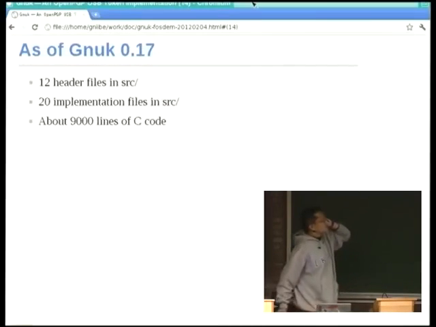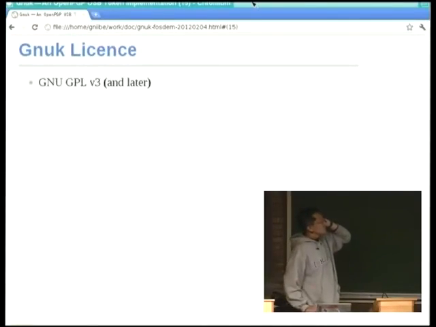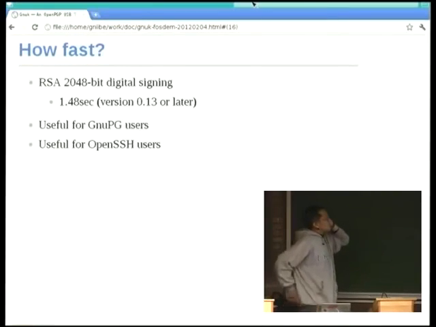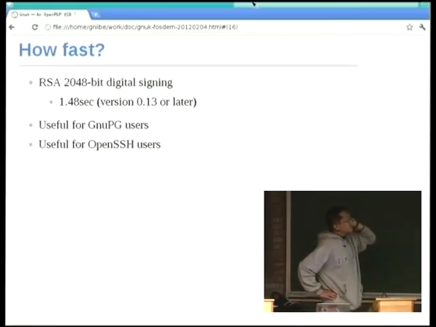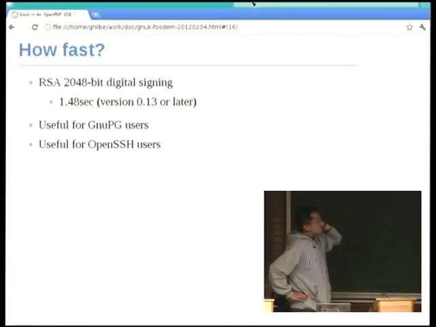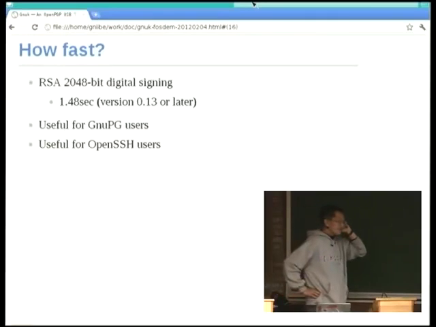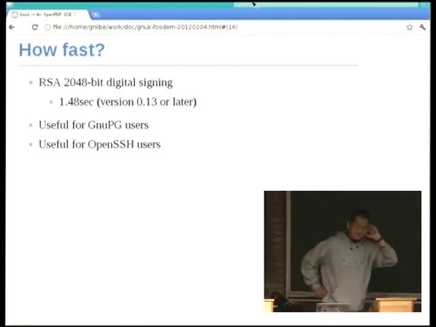As of Gnuk 0.17, it has about 9,000 lines of C code. It is distributed under the GNU GPL version 3 and later. For a 2048-bit RSA key, it took 1.48 seconds for digital signing. I think I can stand with that.